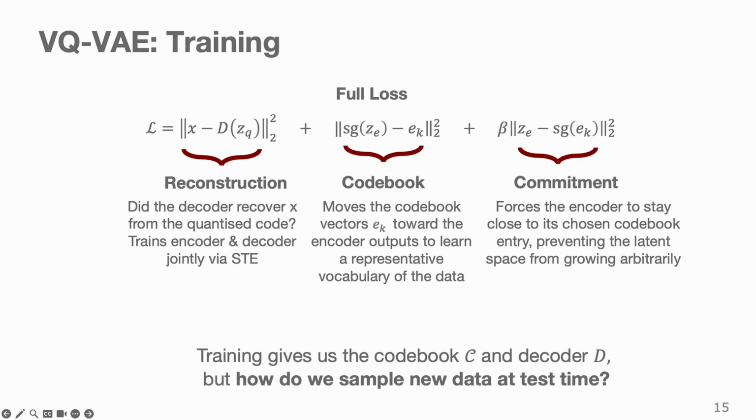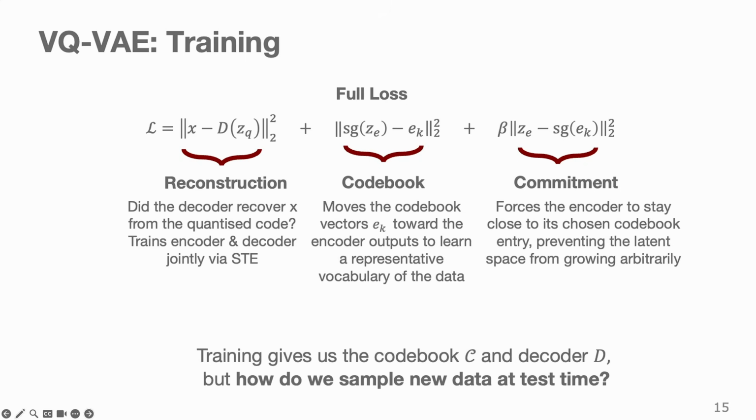For this proxy gradient that we just talked about with the straight-through estimator to stay valid, we need to make sure that Z_E and Z_Q, so the encoder's latent and the quantized version, actually stay close to each other. Without this penalty, the encoder could output values that are very far away from the actual codebook vector.